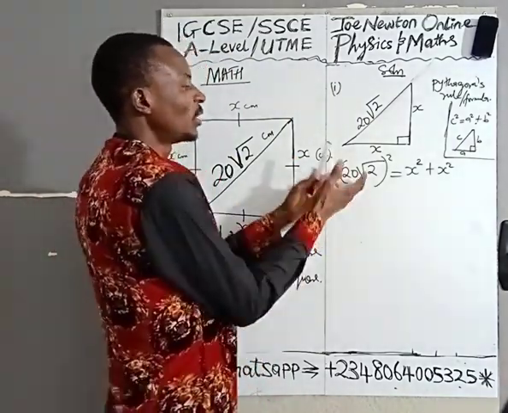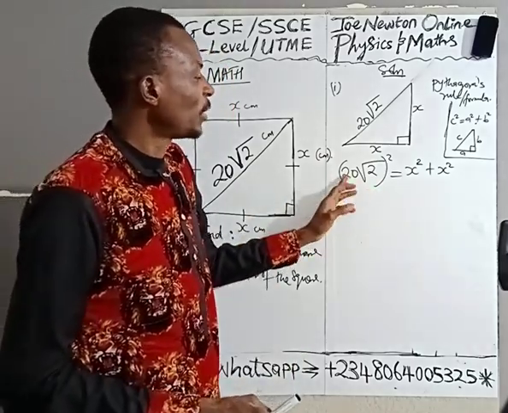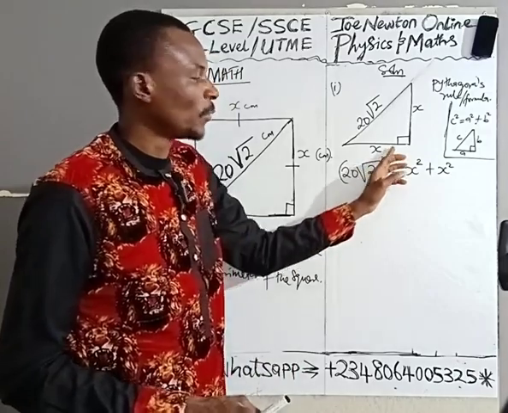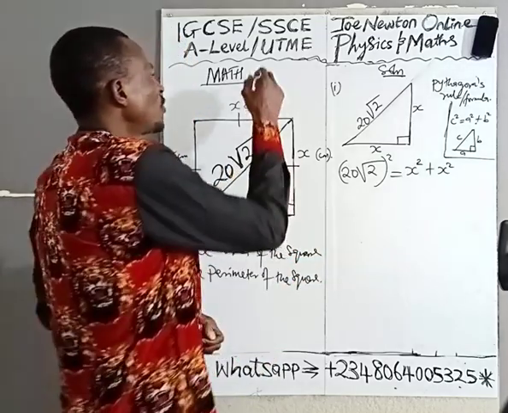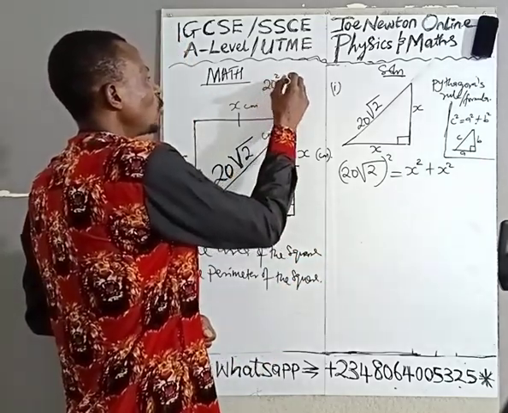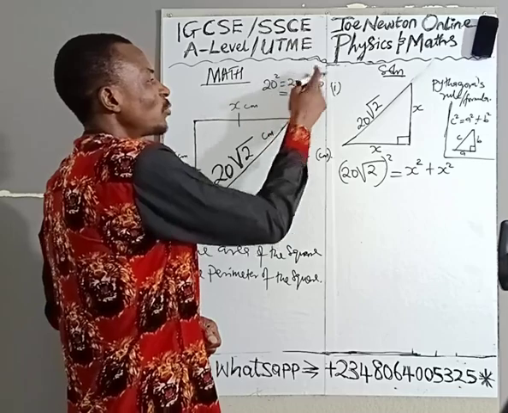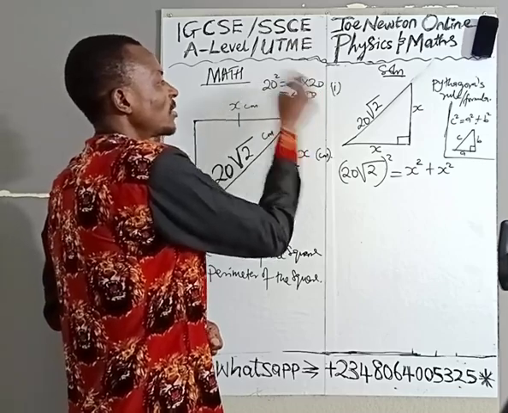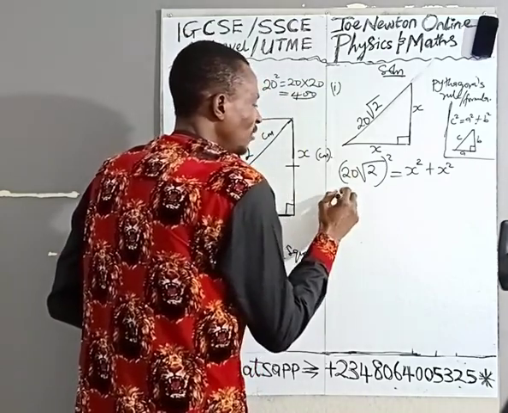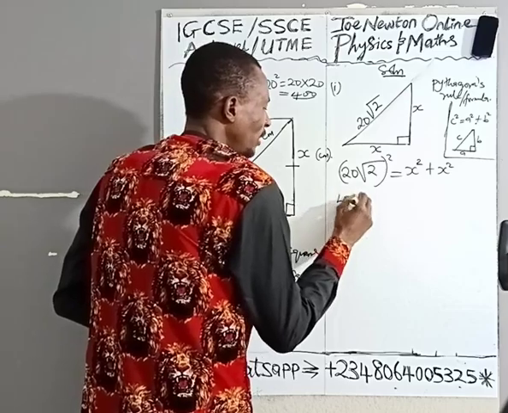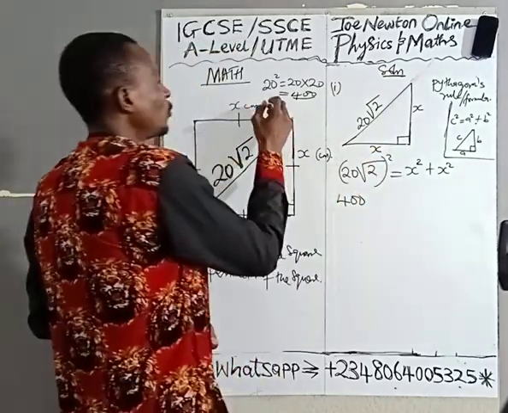Okay, now 20 root 2 squared, what does it mean? You see how I put the bracket? We are going to square the 20 and square the root. So 20 squared means 20 times another 20. When you say 20 squared, it is 20 times 20. What does it imply? Just say 2 times 2 is 4, put the 2 zeros. Simple. So by implication, this becomes 400. That's 20 squared, 400.